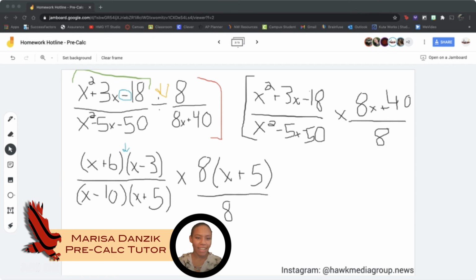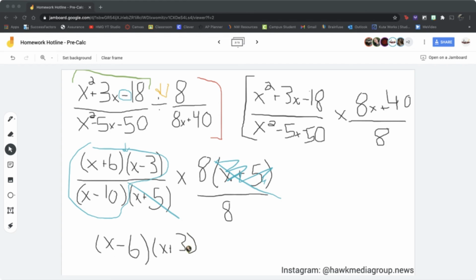So since these are separated by multiplication, both of them, you can cross these out. So now we're going to say this isn't even here anymore. We just crossed it out. 8 over 8 is equal to 1 times 1, which is equal to 1. So you get all of this times 1, which leaves you with x minus 6, x plus 3, all over x minus 10. And that is as simplified as this can get. This is your answer. That's it.